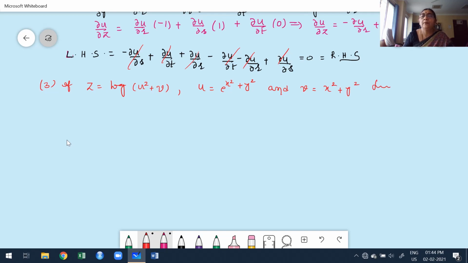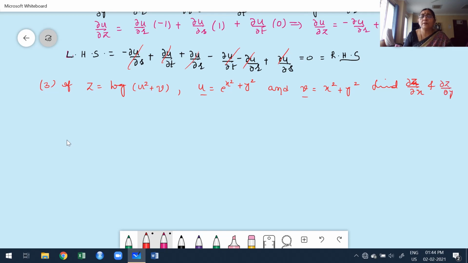Observe carefully, z is a function of u and v, where u and v are functions of x and y. What are the independent variables? x and y. Therefore, I can't find ordinary derivatives, I have to find partial derivatives: dou z by dou x and dou z by dou y.